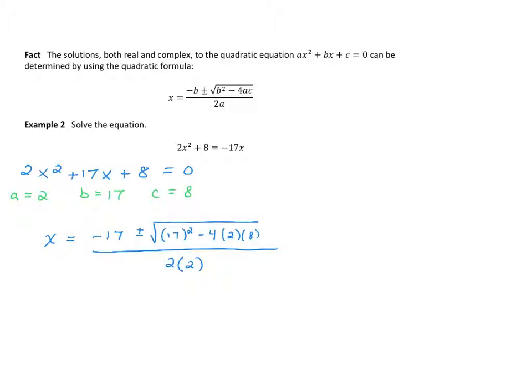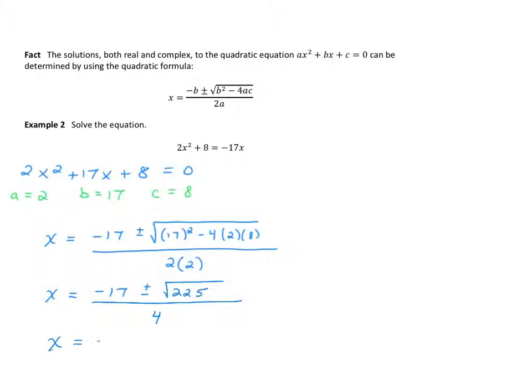There's not really much left to do except for carefully simplify this thing. So let's go through that process. Okay, we get x is equal to negative 17 plus or minus. I'm going to do the very next step completely in my calculator. I'm just literally going to type this statement in and see what number I get back. That is 17 squared minus 4 times 2 times 8. Okay, it gave me 225. So that is the square root of 225. This is all divided by 4.